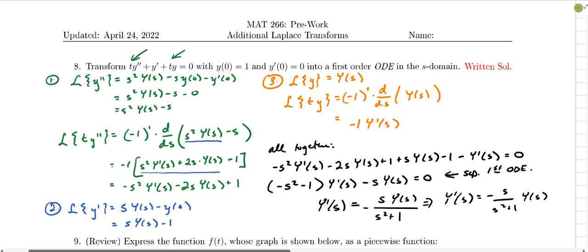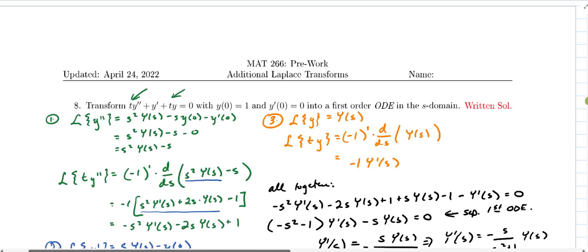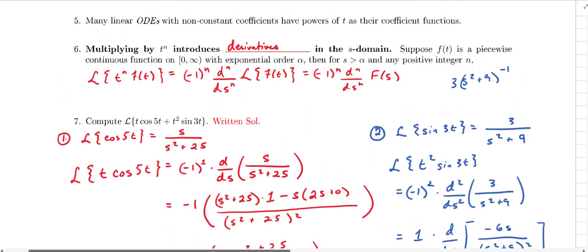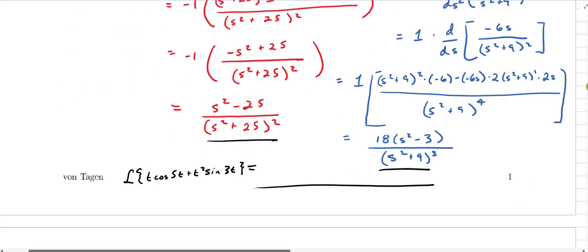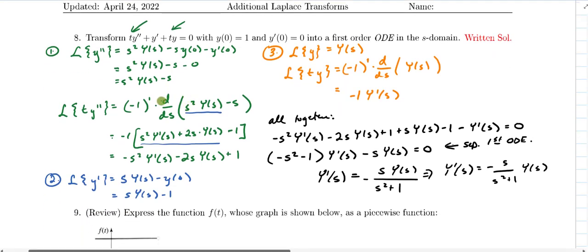So folks, that finishes up this video on how multiplying by t to the n introduces derivatives into the S domain. In some cases, we'll actually just take those derivatives. So for example, here, we took the derivative of the Laplace transform of the cosine of 5t, and we did so and cleaned it up. In other cases, though, it introduces the derivatives more abstractly, in the sense that we started with a second-order linear ODE in the time domain that was not separable.